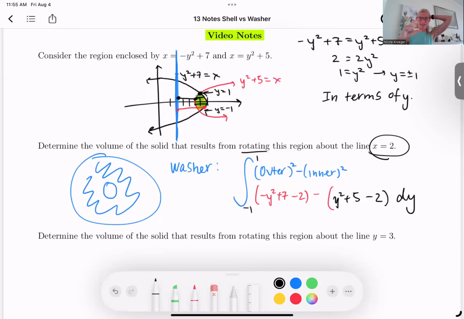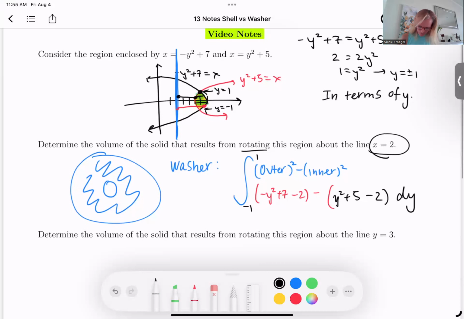This region itself, this little yellow region that I've shaded, the bounds on that region are always going to be -1 and 1, whether I'm finding the area or finding a volume, no matter what I'm rotating about here. So there's a few key things to think about: the region itself dictates whether I do things in terms of x or in terms of y, and what the bounds on the integral are. These come just from the region, not from what the problem is asking us to do.